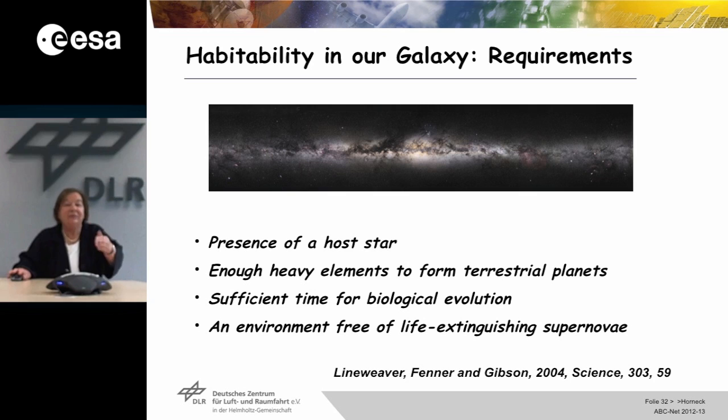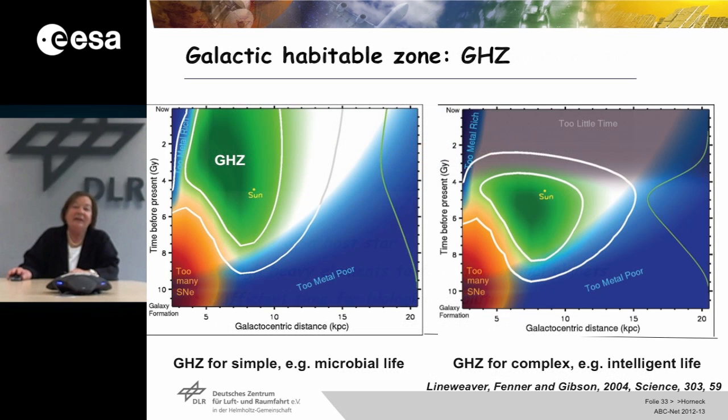So we need several cycles of stars in order to have all the heavy elements. We need time for biological evolution, because if you take life on Earth, it took about 3.5 billion years for life to develop from simple microorganisms to highly evolved, complex forms of life. And the environment should be free of supernovae, because they could be very dramatic and destroy a whole planetary system. So based on these assumptions, they have set up a kind of zone around our galactic center.